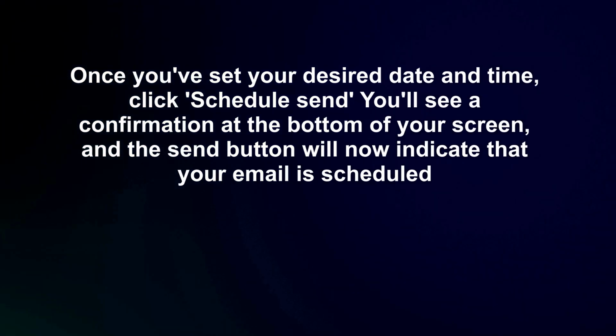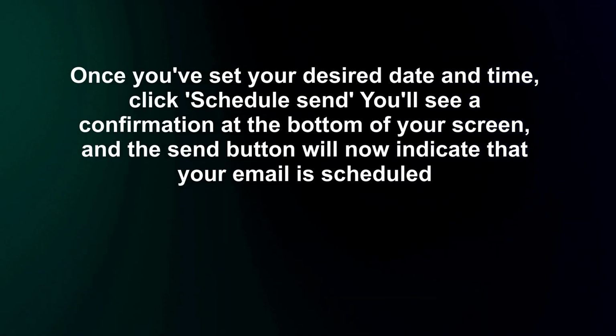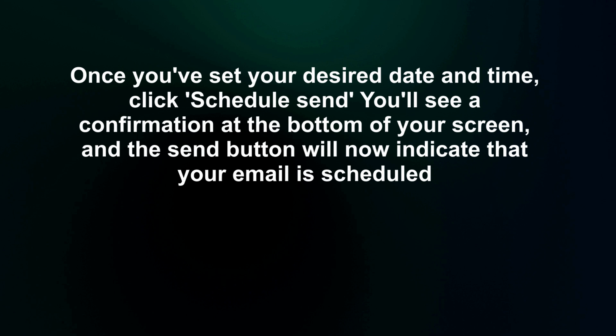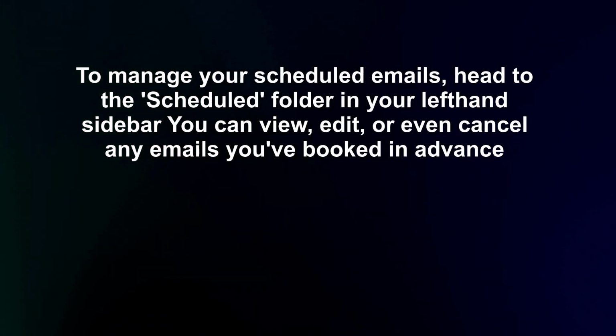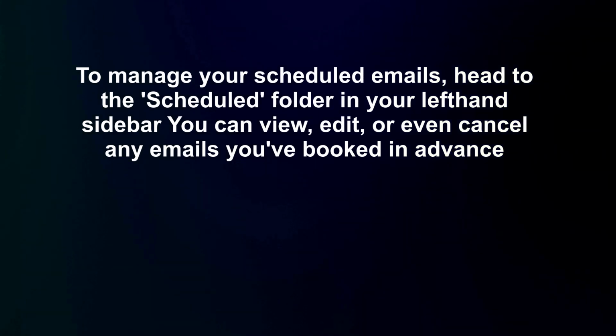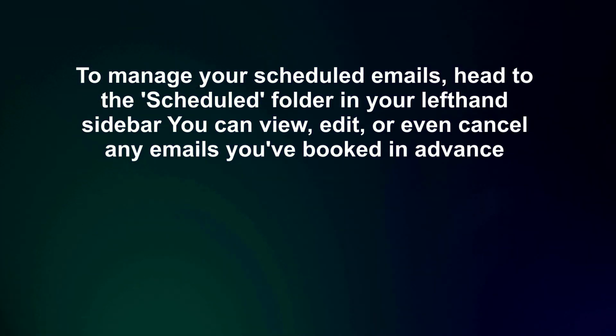Once you've set your desired date and time, click Schedule Send. You'll see a confirmation at the bottom of your screen, and the Send button will now indicate that your email is scheduled. To manage your scheduled emails, head to the Scheduled folder in your left-hand sidebar. You can view, edit, or even cancel any emails you've booked in advance.